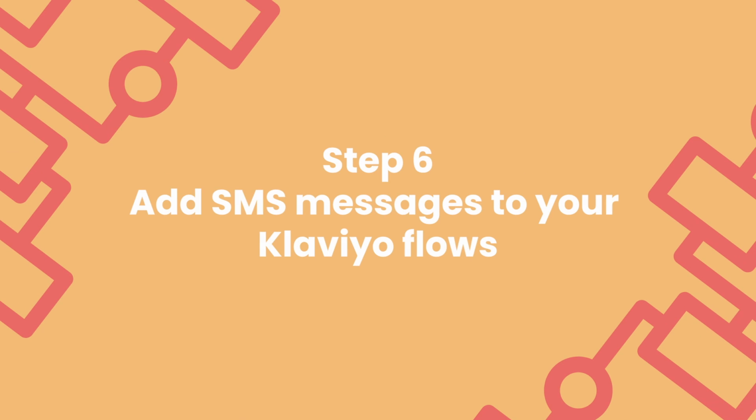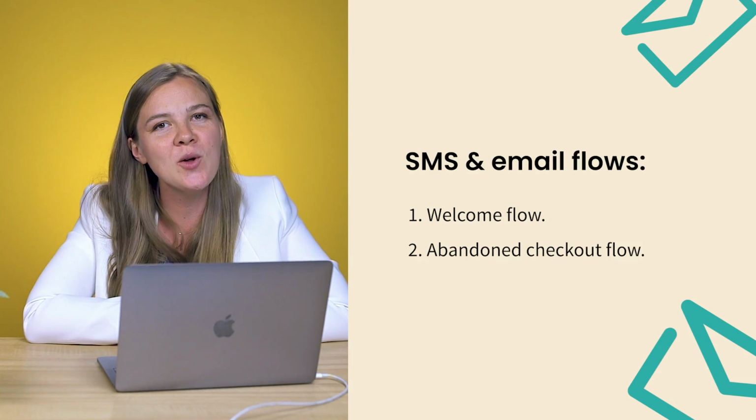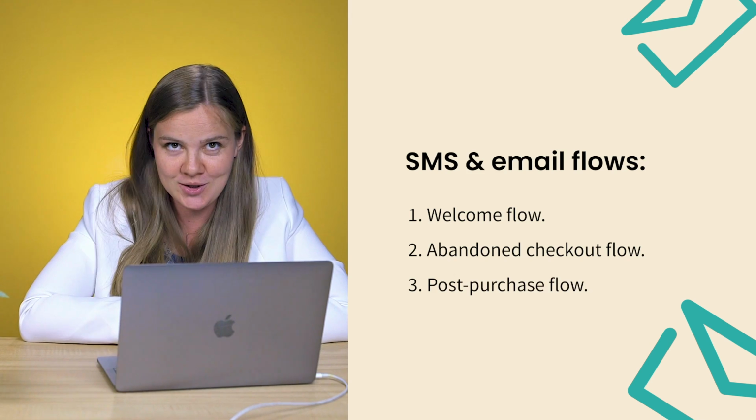The next step in setting up your SMS marketing in Klaviyo is making sure that you have automated SMS messages. And there are three types of automated SMS messages that you want to have. If you already have all of your email flows, you will probably just be adding messages to your existing flows. But here are the three flows: your welcome flow, your abandoned checkout flow, and your post-purchase flow.